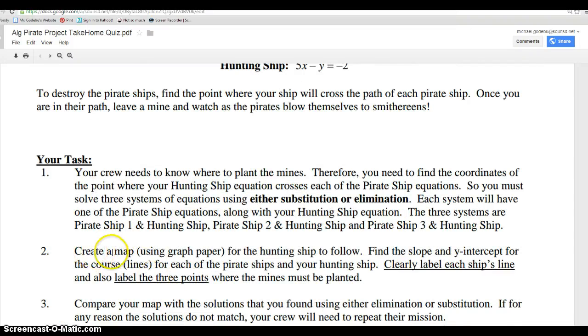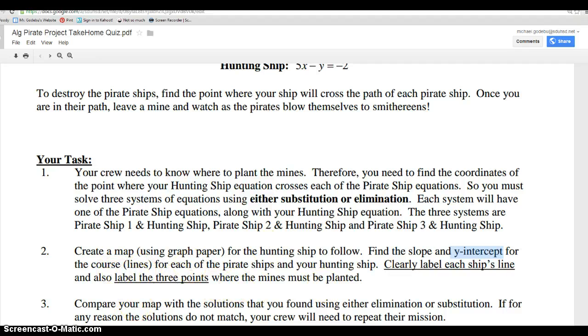Well, that's going to take me to objective 2. You're going to create a map, basically a graph paper, for the hunting ship. You have to print out your own graph paper. There's a link to it on my website, or you can use your own graph paper. You're going to find the slope, that's m, and y-intercept, that's b, for the course, which is the lines for the pirate ships and your hunting ship. Then you're going to graph them, and you're going to clearly label each ship's line and also the 3 points where the mines must be planted.